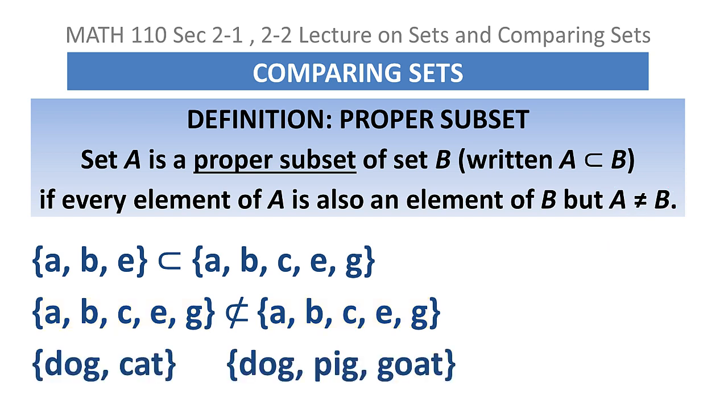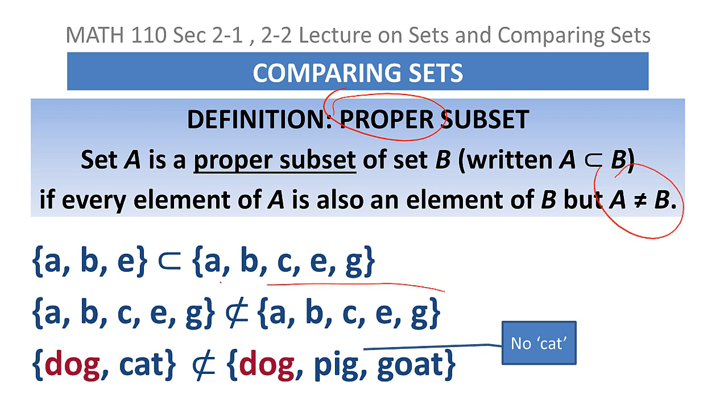You know, just going back to the same ones. Dogs on the left, dogs on the right. Cats on the left, but there's no cat over here. So it's not a subset, nor is it a proper subset. So the analysis between subset and proper subset is exactly the same, except you cannot allow equality for proper subsets.